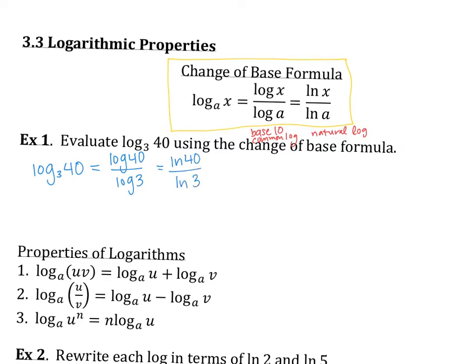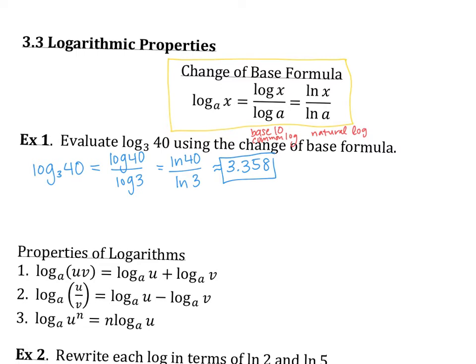I like ln because it's one less letter to write each time. Okay, and then you put it in your calculator and you should get about 3.358, okay? If you don't, try to put parentheses around the ln 40, parentheses on the ln 3 or something like that. And it does seem reasonable that 3 to the 3 point something would give me 40 because 3 to the third is 27. So it would have to be higher than 3.